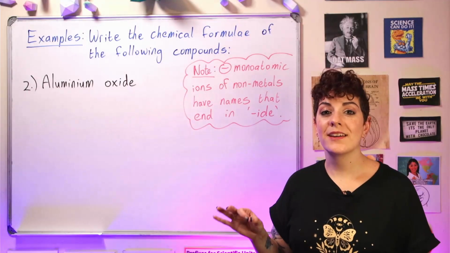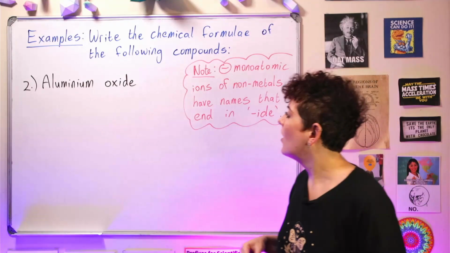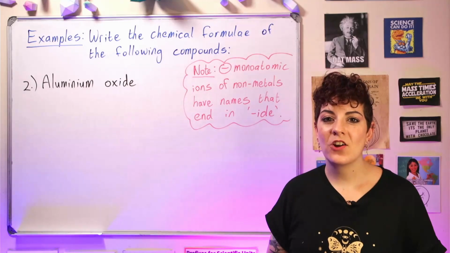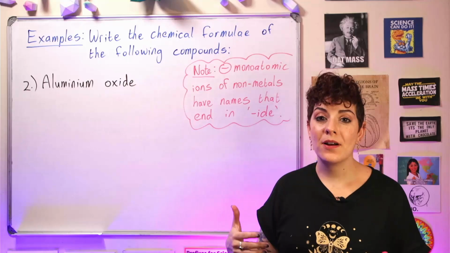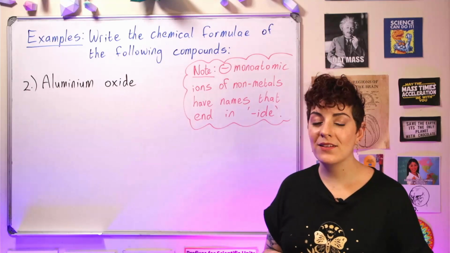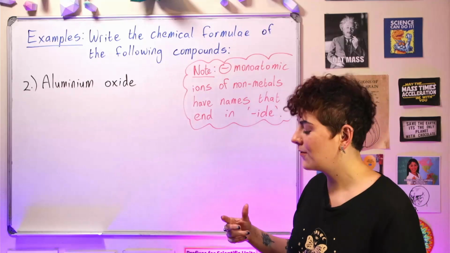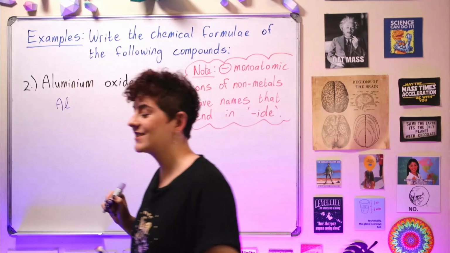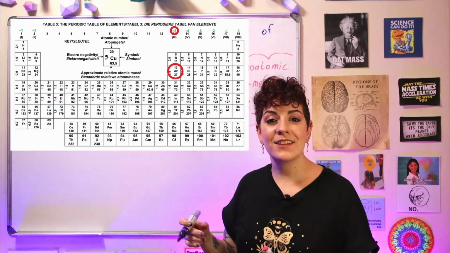Okay, on to example 2. We are trying to write the chemical formula of aluminium oxide. Step 1, write the ions next to each other. Now, aluminium is going to have a positive ion because it is a metal, and we write the formula of that ion first. So the symbol of aluminium is Al, and you'll see on the periodic table that it has a charge of +3. It's in group 3.